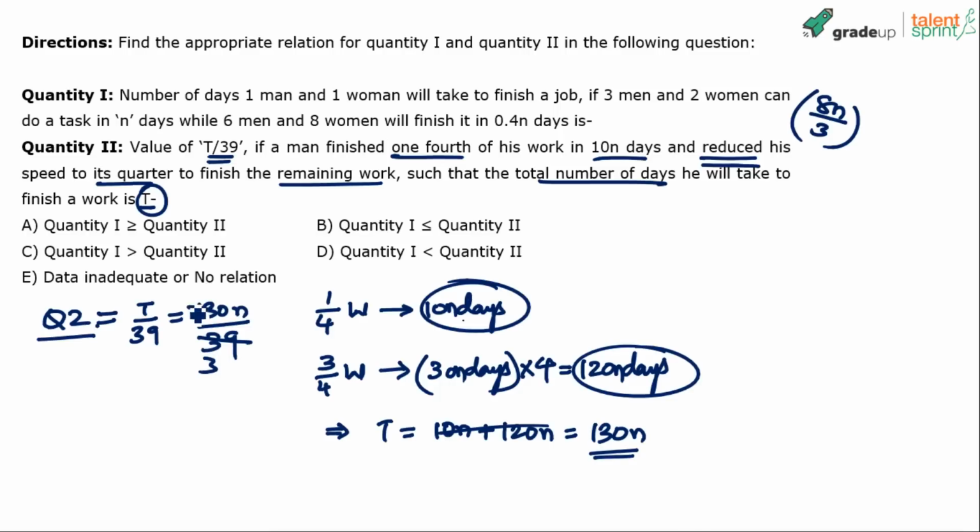So this is like 3 times and 10 times, 10 by 3N. So which implies quantity 2 is equal to 10N by 3. What was quantity 1? Remember, earlier we have found quantity 1, 8N by 3. What is quantity 2? 10N by 3. Which is more? Quantity 2 is more. Very clearly, Q2 is more than Q1.